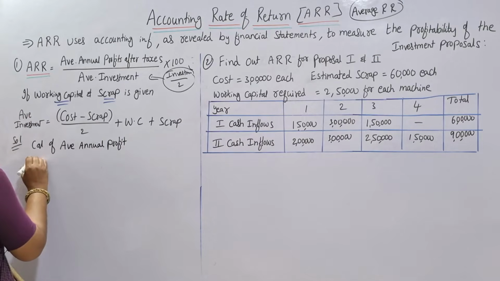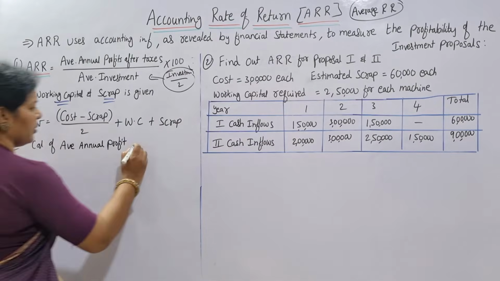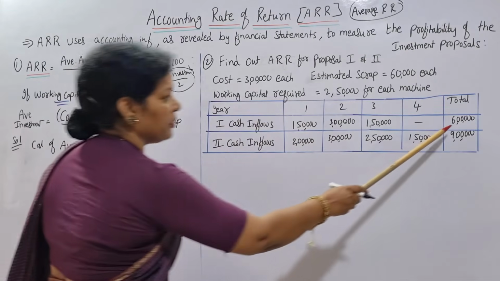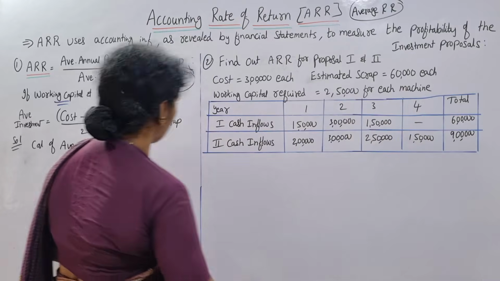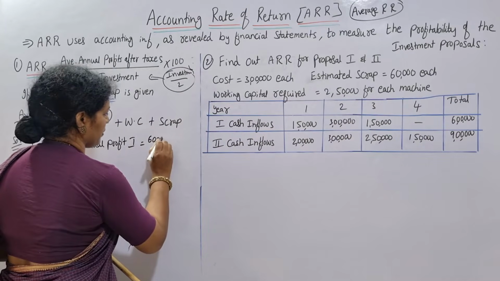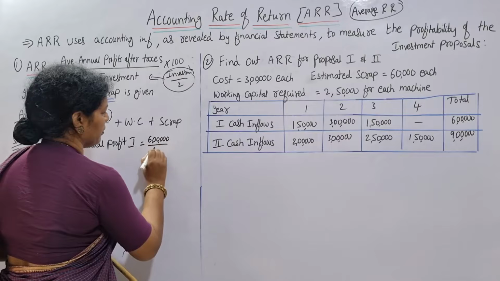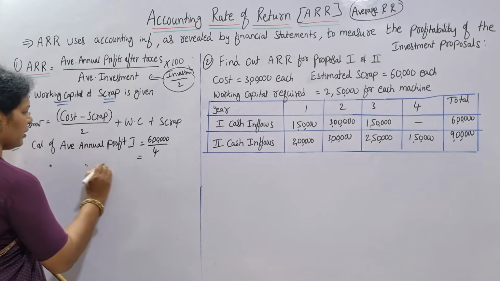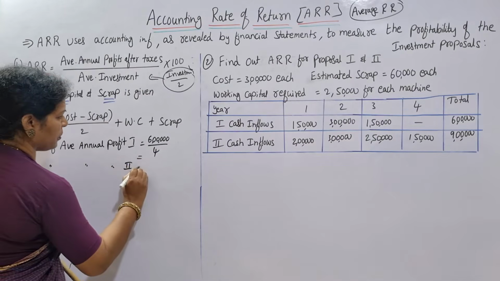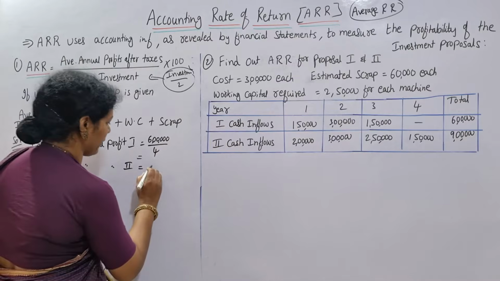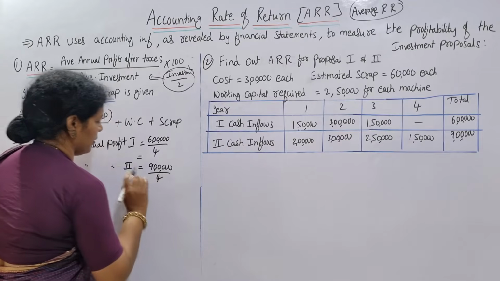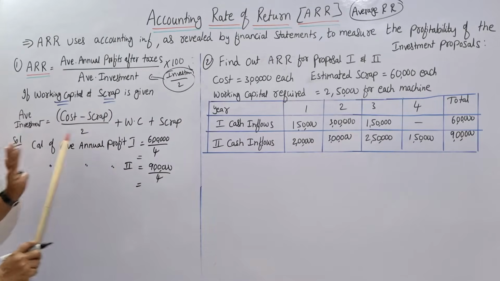This is for proposal 1. For proposal 1, how much is average annual profit? This total divided by 4. Total is 6 lakh, 6 lakh divided by 4. Something you will get. In the same way, calculation of average annual profit for proposal 2. Total 9 lakh, 9 lakh divided by 4. You will be getting something. This is average annual profit.